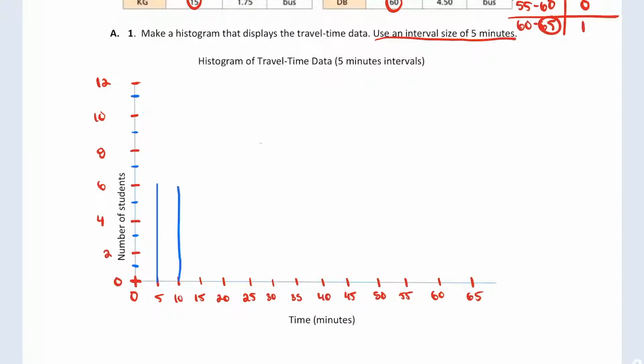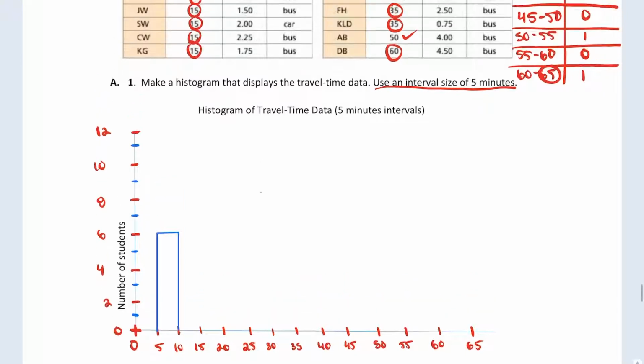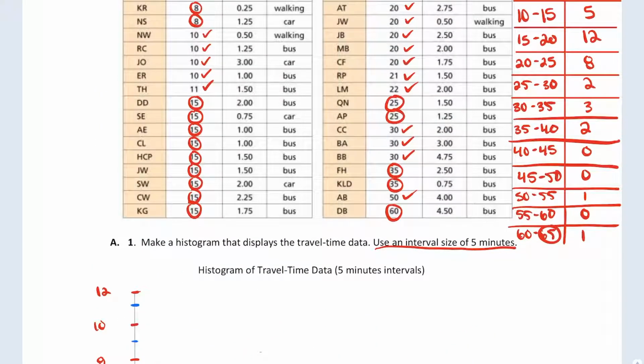Creating the sides of my bars there, all the way to 6. Then I'm going to connect them. And there we have our first bar of our histogram. Cool. Let's keep going. So I did 5 to 10, so I'm good there.